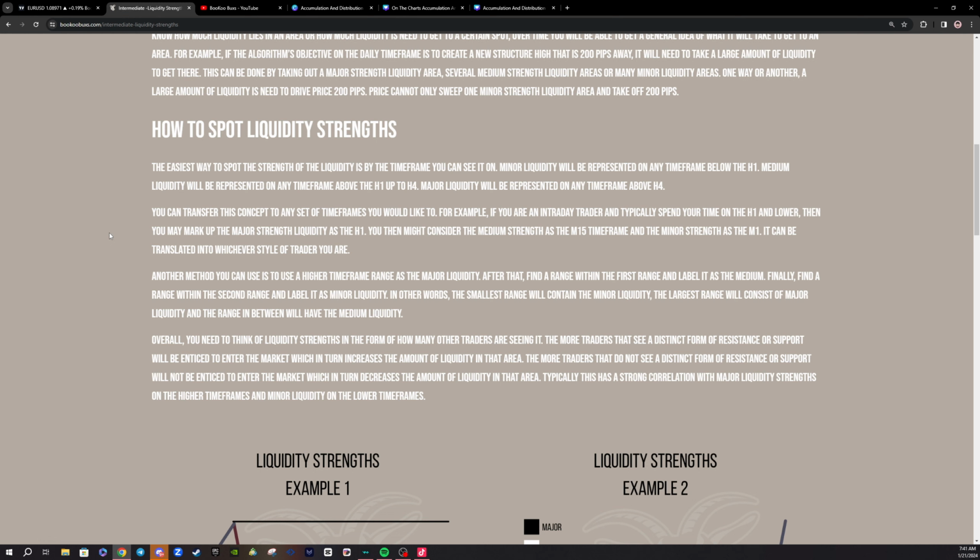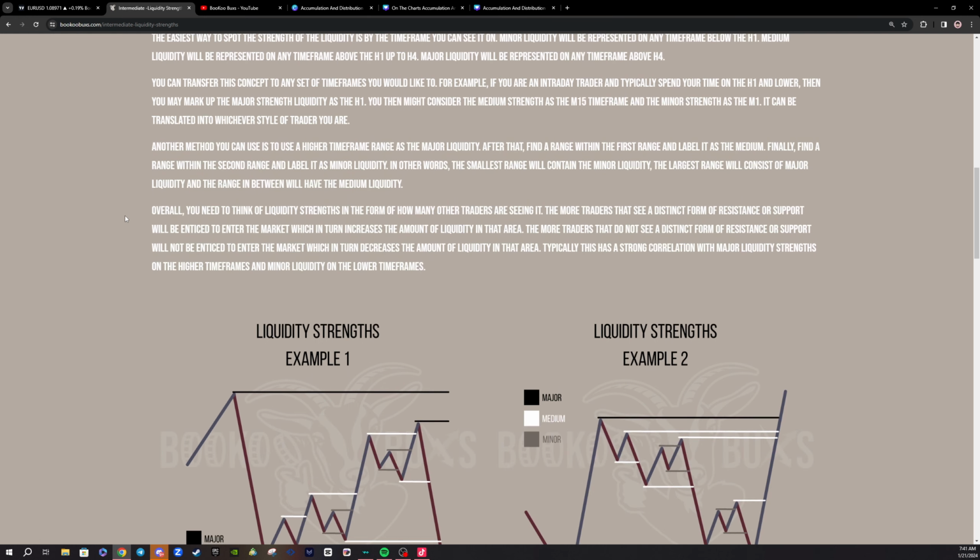Another method you can use is to use a higher time frame range as the major liquidity. After that, find a range within the first range and label it as the medium. Finally, find a range within the second range and label it as minor liquidity. In other words, the smallest range will contain the minor liquidity, the largest range will consist of major liquidity, and the range in between will have the medium liquidity.